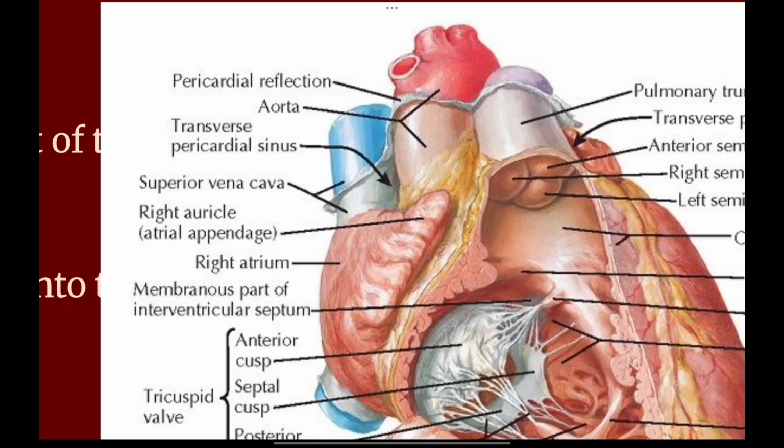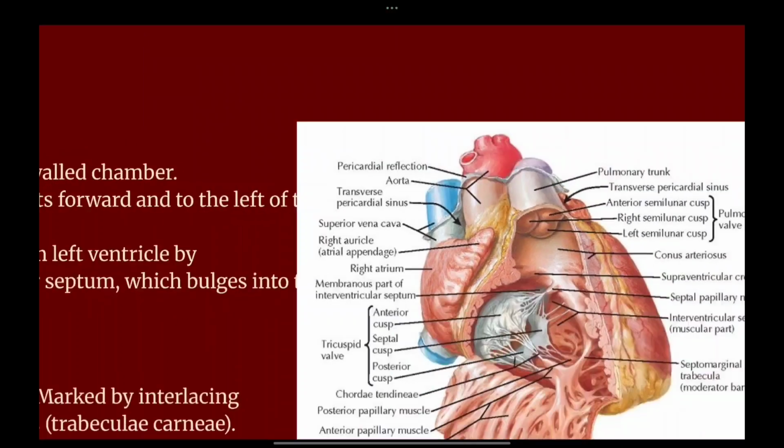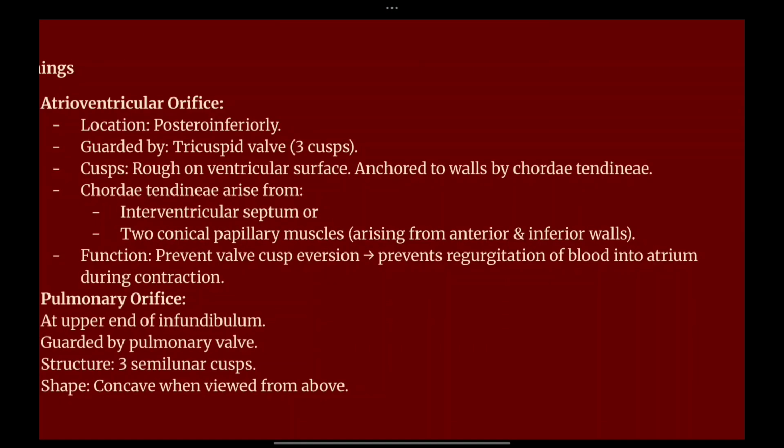So the pulmonary trunk pumps out the deoxygenated blood from the body, from the right atrium to the right ventricle and into the pulmonary trunk and then back to the lungs. That is the function of the pulmonary trunk, and the pulmonary valve prevents the backflow of the blood from the trunk into the right atrium, right ventricle once it has been pumped out. So that is the function of the pulmonary valve.